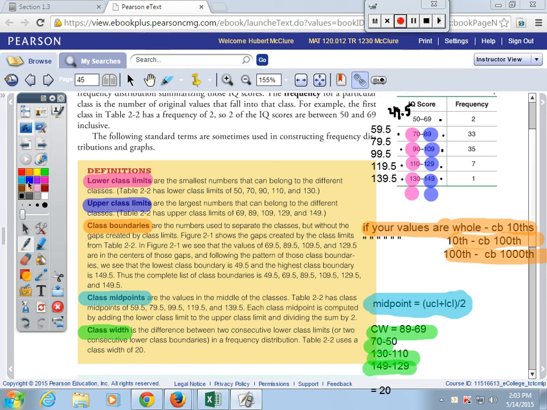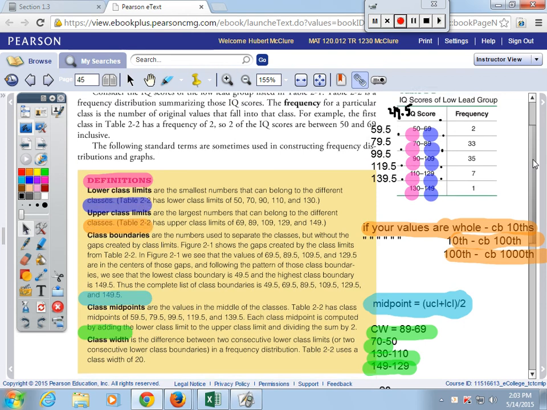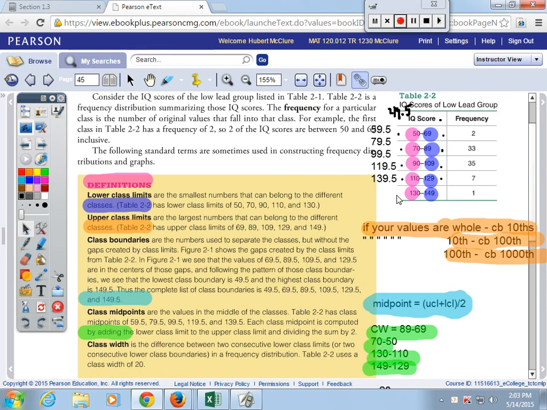So, tell me what the class width helps us with. Did I move this thing again? I think I did. The class width will help you. Oh, good gracious. I'm about ready to quit.